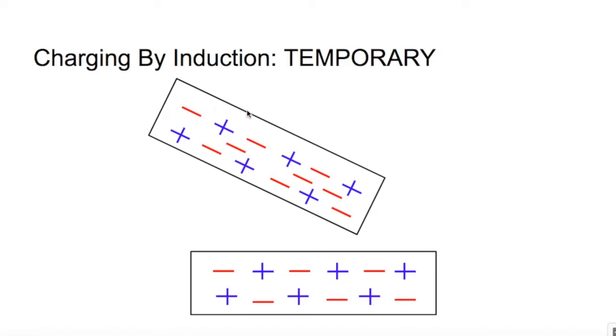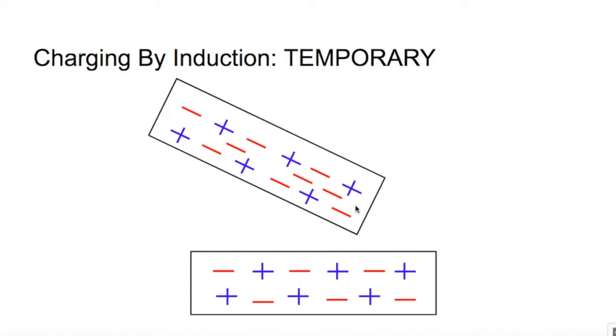What I mean by that is that these objects here are not going to touch, because as soon as they touch, that's charging by contact. These will not touch at all. They will get close to each other, but that's about it. All right, so what's happening here?